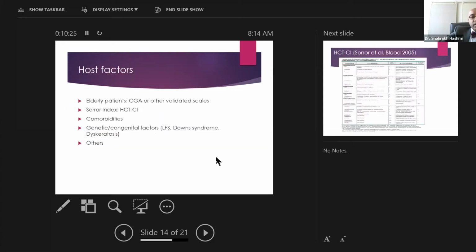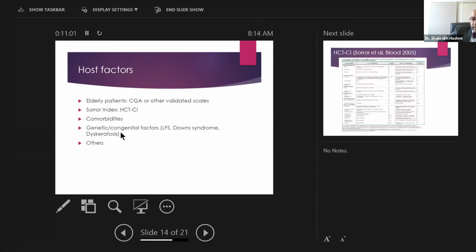Now, the host factors are equally important, because there are elderly patients who need a comprehensive geriatric assessment. That's a tool we developed in New York when I was there, at Strong Memorial Hospital. Supriya Mohili, Arthi, and other folks helped develop this. This is a very, very good scale to see which of the elderly patients will be fit for allograft, which will not be fit. We have had a lot of activity recently on elderly people. The Sorror Index from Seattle is the gold standard since 2005, paper published in Blood, validated hundreds of times.